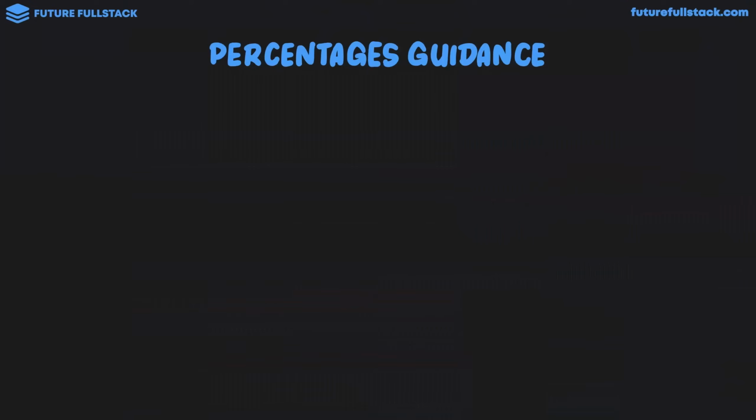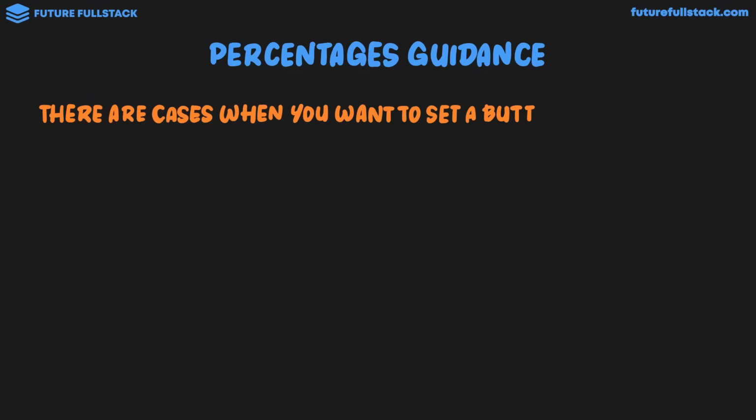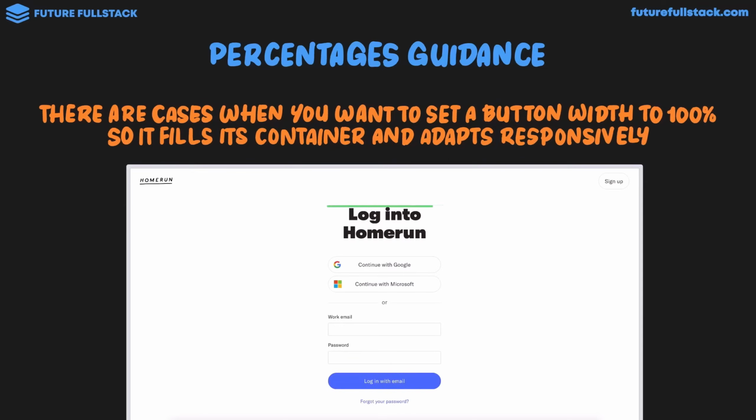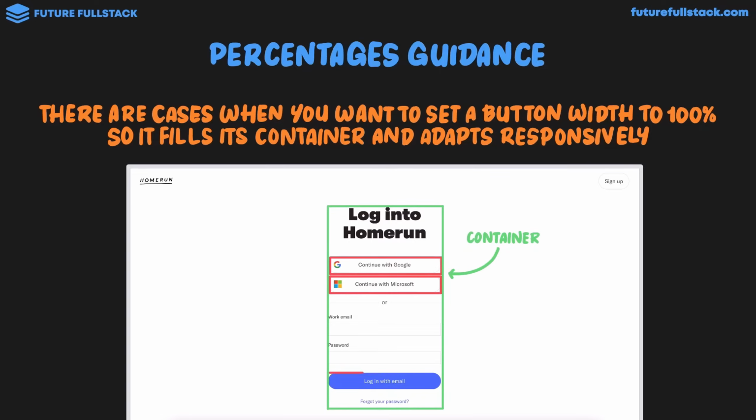For the next piece of guidance, there are cases when you want to set a button width to 100% so it fills its container and adapts responsively. Let's check in this login page over here. This login form has a container shown in green around the headings, buttons, and inputs. We have buttons at the top over here and the blue button down here. And as you can see, the button stretches the width of the container. And in order to achieve this, we're applying a width of 100%. Again, the parent element here is the container, and we want our button to stretch the full width. So we apply width as 100%. That is 100% of the container width.